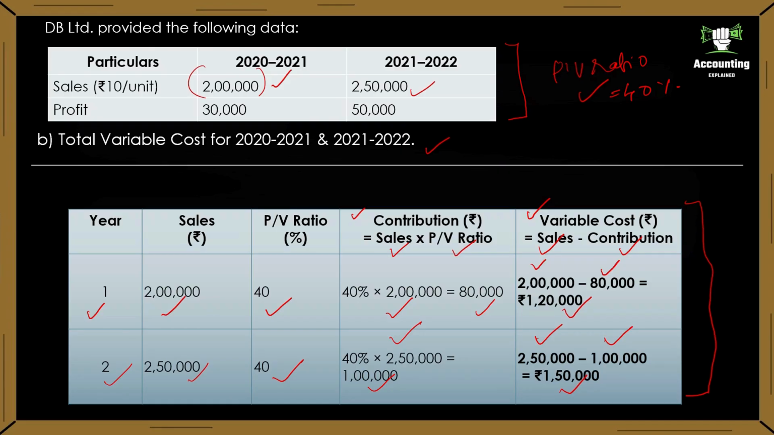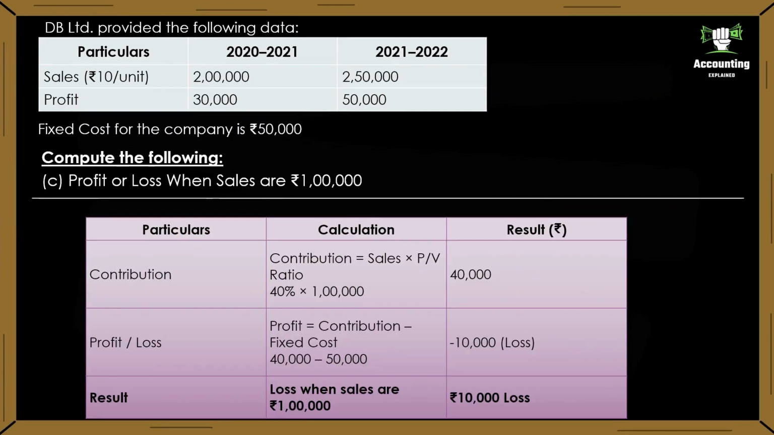In part C of the question, they have asked us to find out whether the company will earn profit or incur loss when the sales is rupees 1 lakh. For that we have to first find out the contribution. Contribution formula is sales into P/V ratio. P/V ratio we know it is 40%, we calculated in part A. So 40% of 1 lakh. They wanted to know for the sales of 1 lakh, right? So sales we will take as 1 lakh. Contribution will come to 40,000.